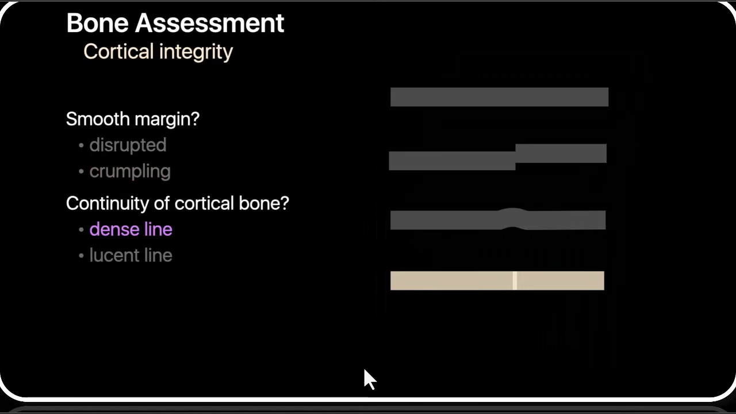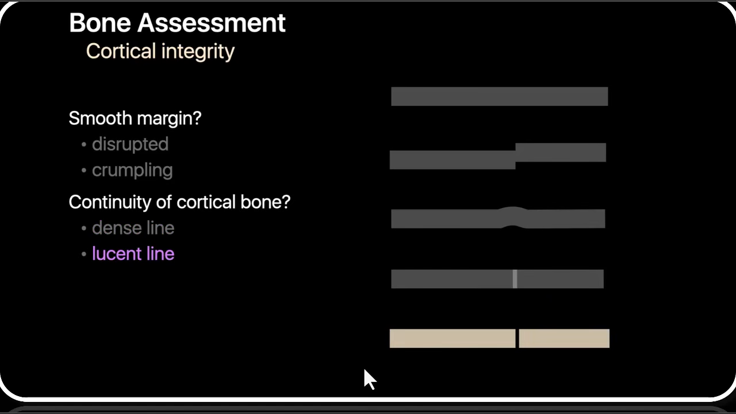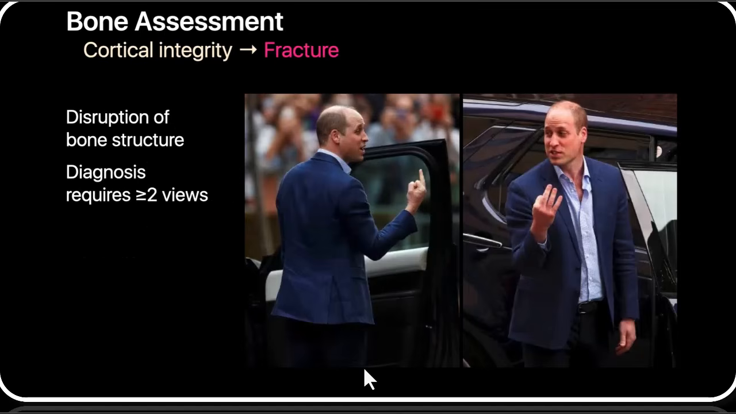Has the fracture resulted in cortical bone discontinuity that looks like a dense line on X-ray? This would be because the cortical bone on both sides of a fracture plane is slightly overlapping. Or is there a lucent line because the cortical bone on both sides of a fracture plane is separated? When assessing for fractures, remember that a single view can sometimes tell a misleading story. For a diagnostic assessment for bone fracture, do not settle for less than 2 views.